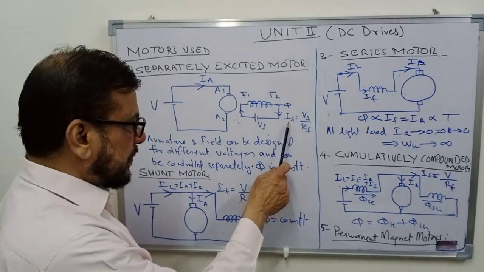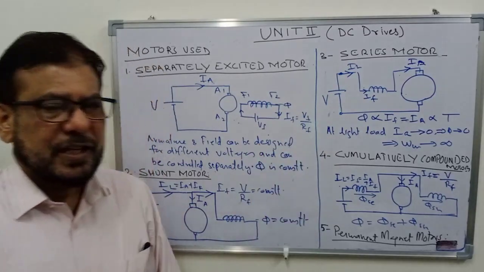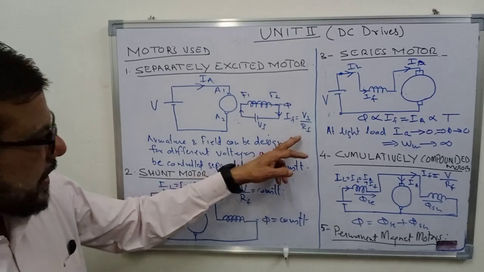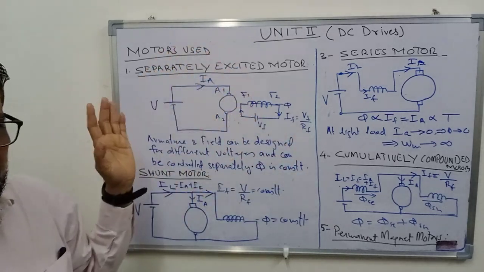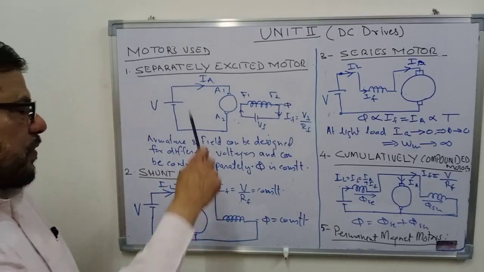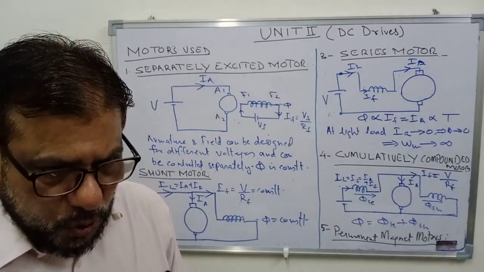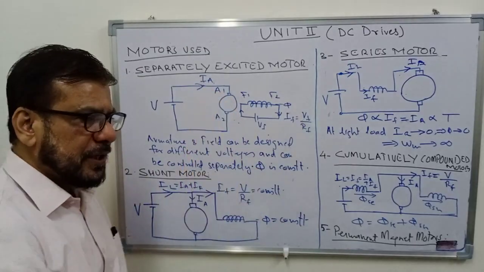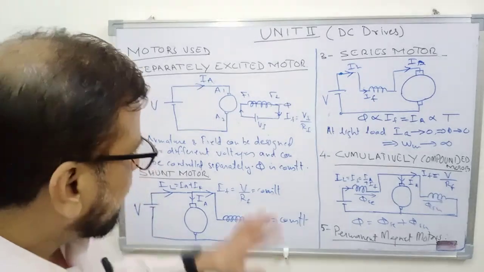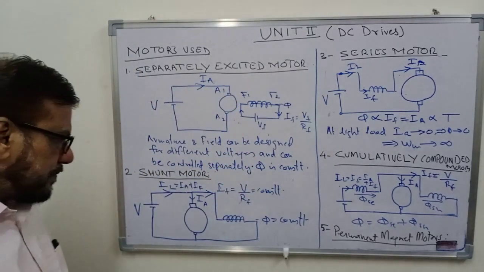This means that If is constant, so the flux phi produced by this field winding will also be constant, independent of the conditions prevailing in the armature circuit. What will be the voltage, what will be the current, and this armature current, of course, depends on the load on the motor. If the load varies, Ia will vary, but the flux will remain constant. So this is what is known as a separately excited DC motor.